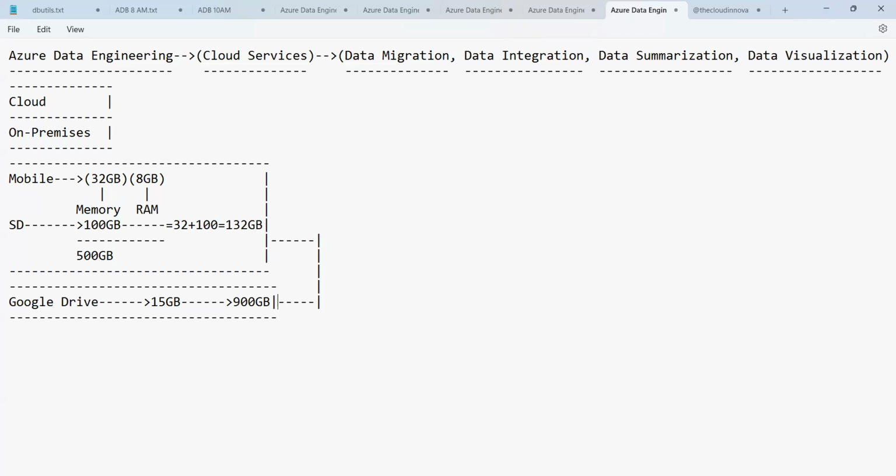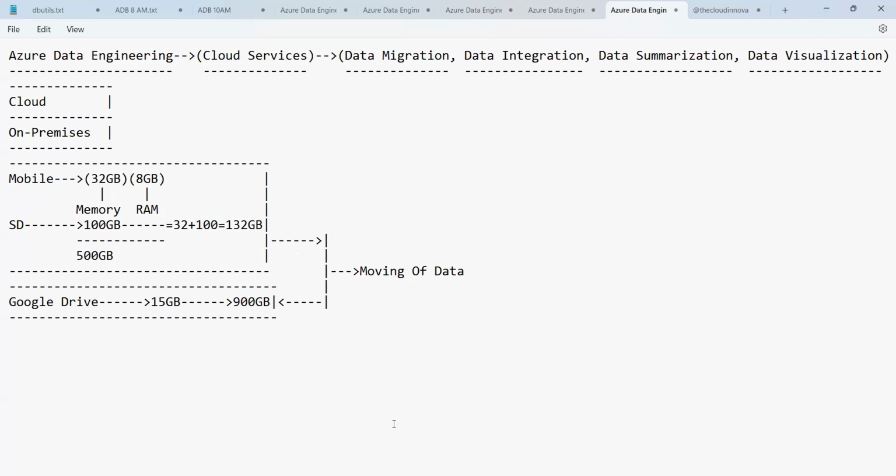So now what we are doing, we are getting the data. Am I right? We are taking the data from here, and finally we are putting the data into Google Drive. This is called moving of data, that is, moving of data from the mobile phone memory to the Google Drive.